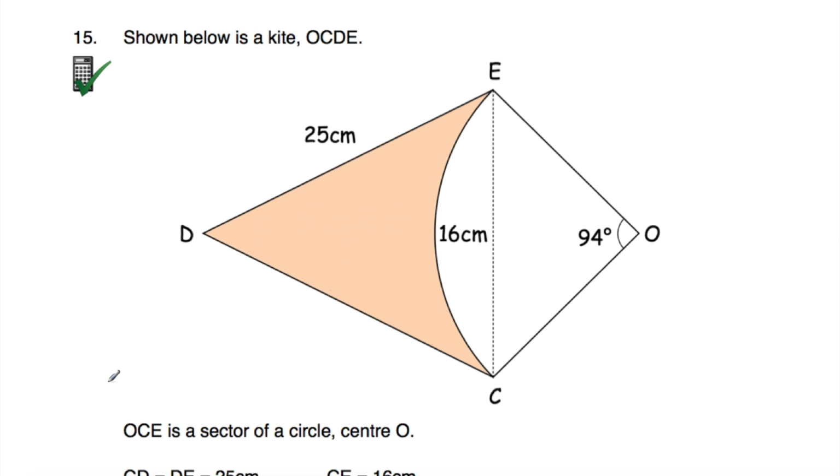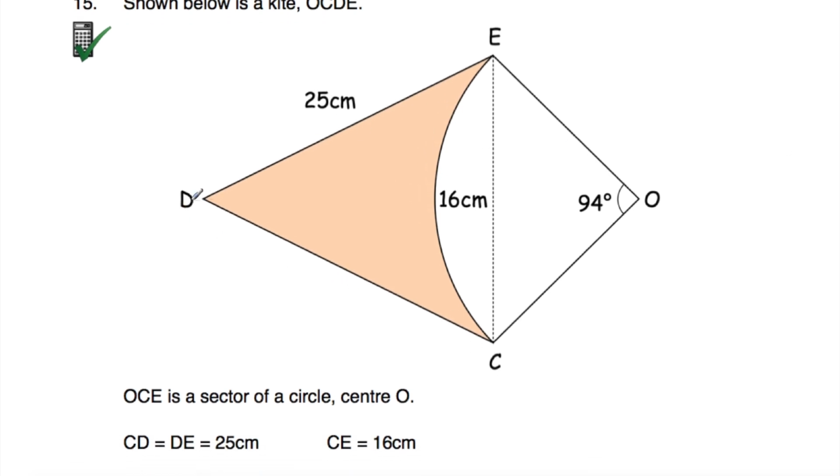Okay, and we're told that OCE is a sector of a circle, center O. So here we can see this is a sector here. And we're told that CD equals DE, so that's 25 centimeters there and there. And we're told that CE is equal to 16 centimeters. So that line going straight across from C to E is 16 centimeters.